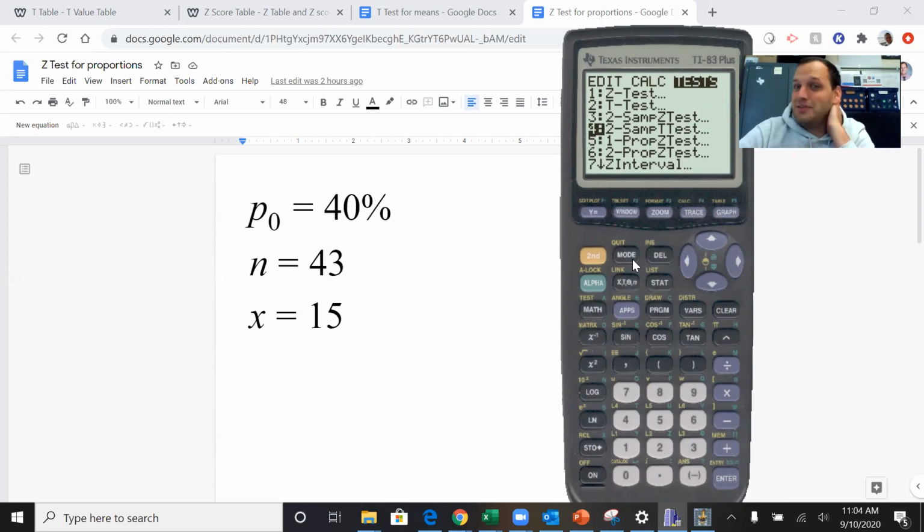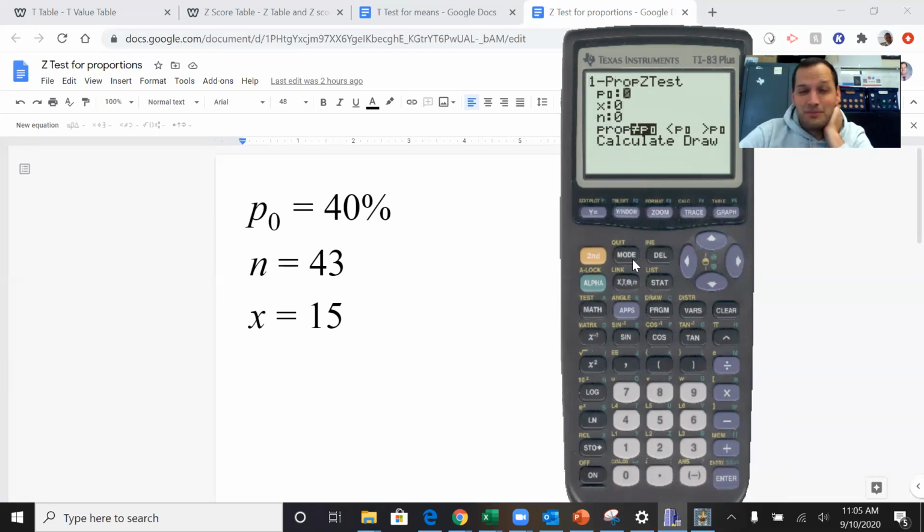If you look, there's other ones. There's two sample Z tests. There's two proportion Z tests. The two proportion Z tests are my favorite. But anyway, we're going to do a one proportion Z test. You might want to write that down. One proportion Z test. One prop Z test.